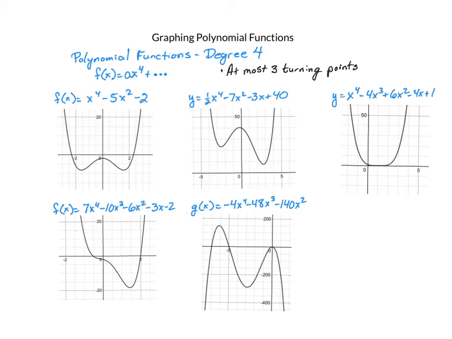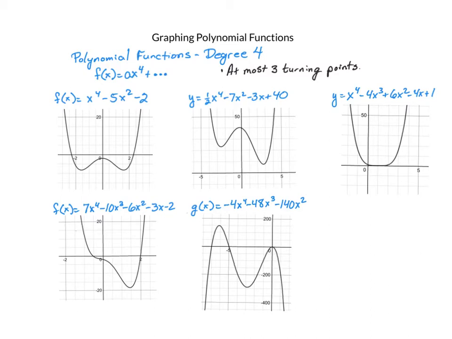Do you remember? For degree 2, we had 1 turning point. Degree 3, we had at most 2 turning points. Degree 4, we have at most 3 turning points. And that will be a pattern you'll see no matter the degree of the polynomial. If the degree of the polynomial is n, you can have at most n minus 1 turning points.